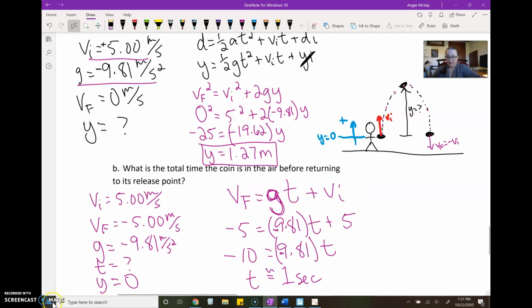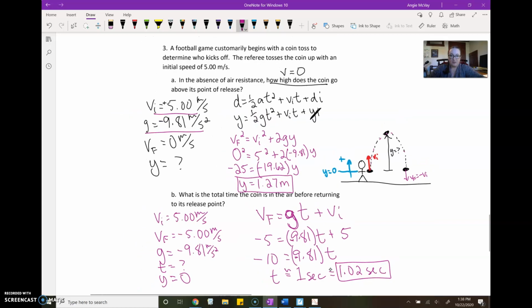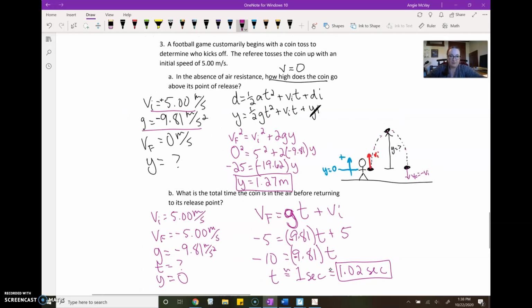Let's get the exact value here. Okay, we've got 1.02 seconds, written with 3 sig figs. All right, there you go. Let me know if you have any questions about this problem.